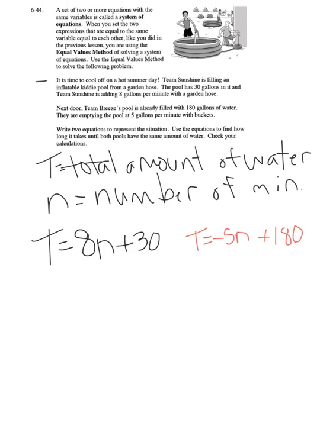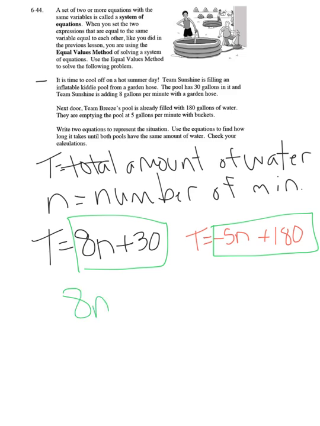Quick review, again, the equal values method means that if this is equal to t and this is equal to t, then they have to be equal to each other. They're both the same thing. So then I would just set up my equation. And then I'm just going to solve the equation like I normally would.